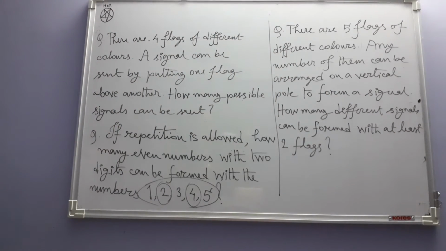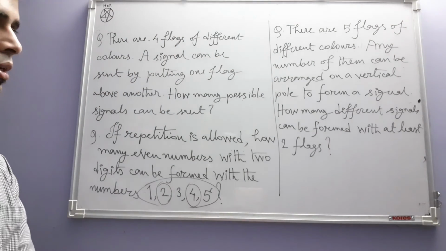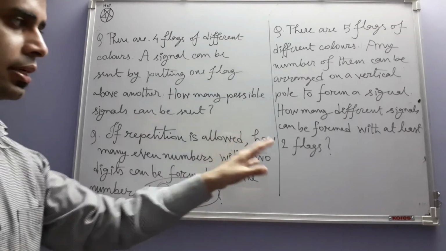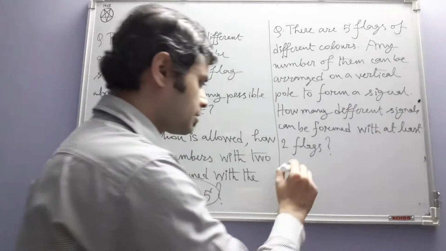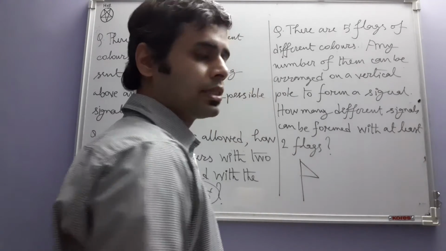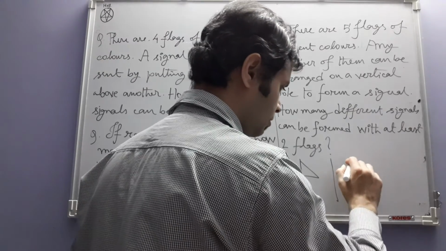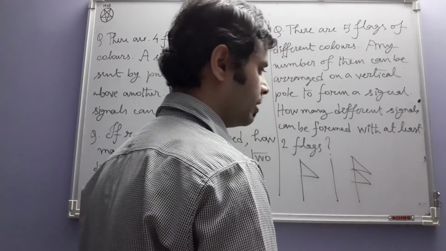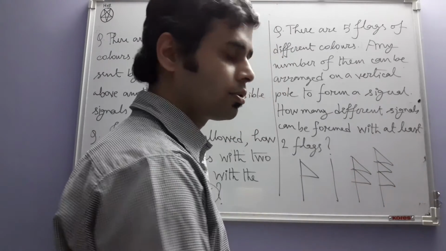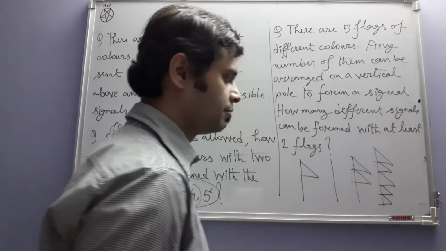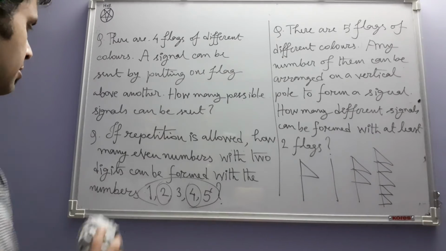Okay, so there is a restriction, although it seems like there is no restriction on the number of flags, but there is a restriction. There has to be at least 2 flags. So this does not constitute a signal. The pole by itself also does not constitute a signal. The signals start from here. It can be like this also, or 4 or 5, all of them. Okay? Now what to do in this case?